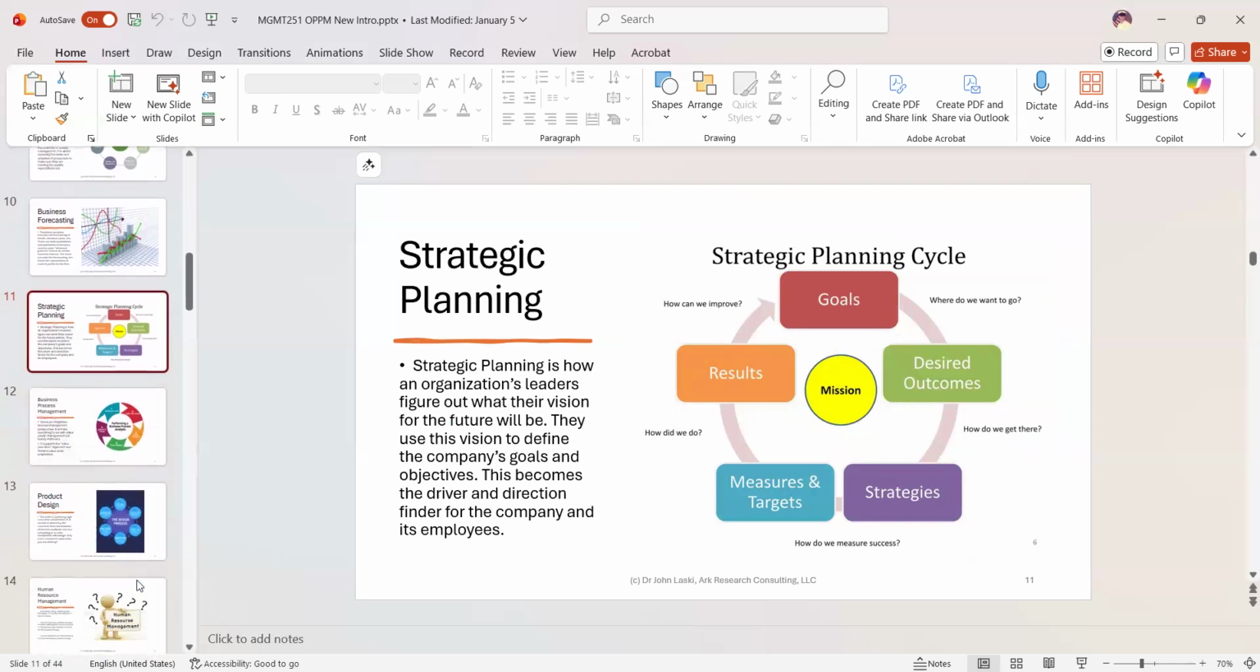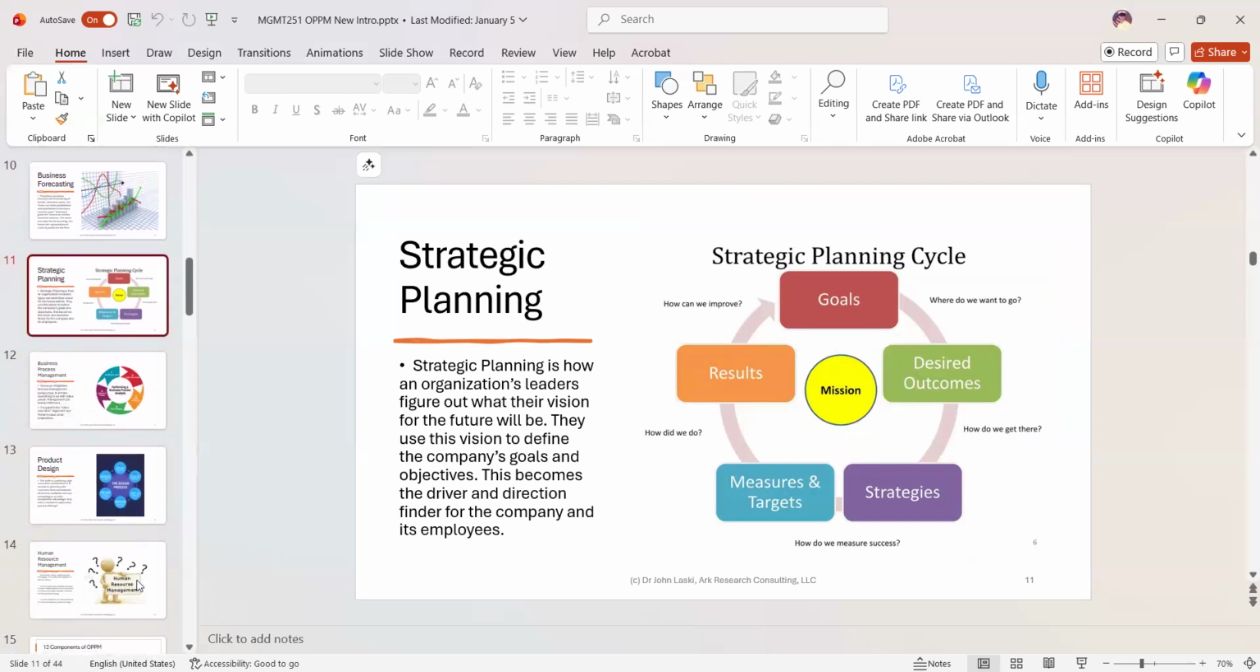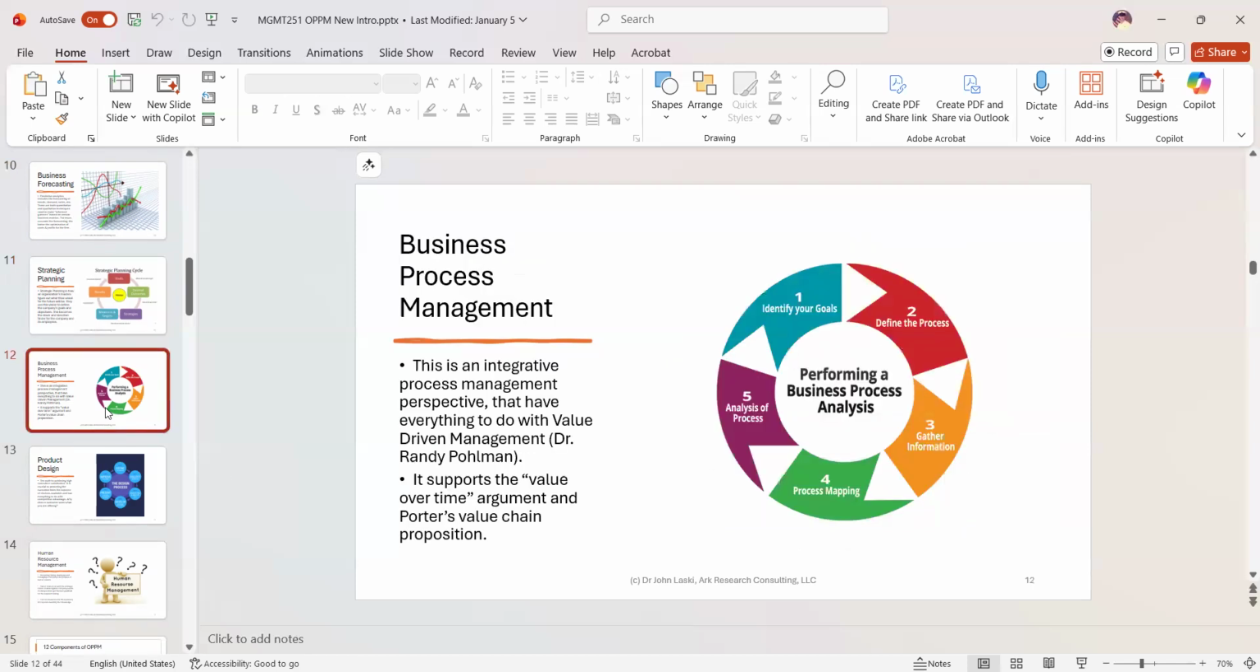Strategic planning. Well, when we think about strategic planning, it's how an organization's leaders figure out what their vision for the future will be. They use this vision to define the company's goals and objectives, and this ultimately becomes the driver and direction finder for the company and its employees. So it's the idea of a planning cycle: goals, desired outcomes, and the strategies used to reach that measurement, so that we have a complete feedback loop. And we look at the results and decide if we have to go back and tweak or fix something that may be defective or not meeting expectations.